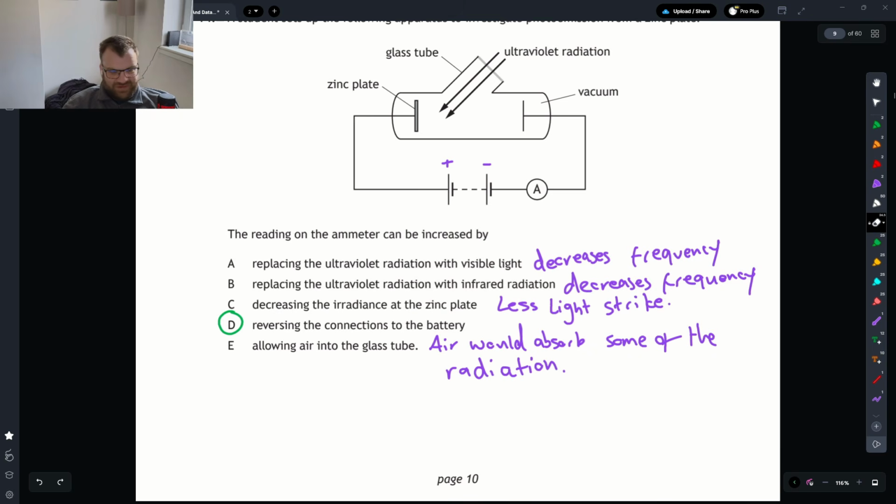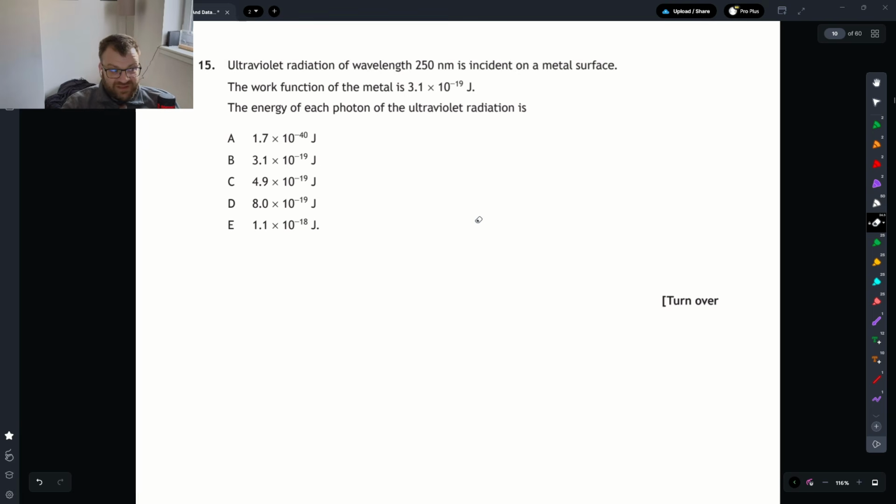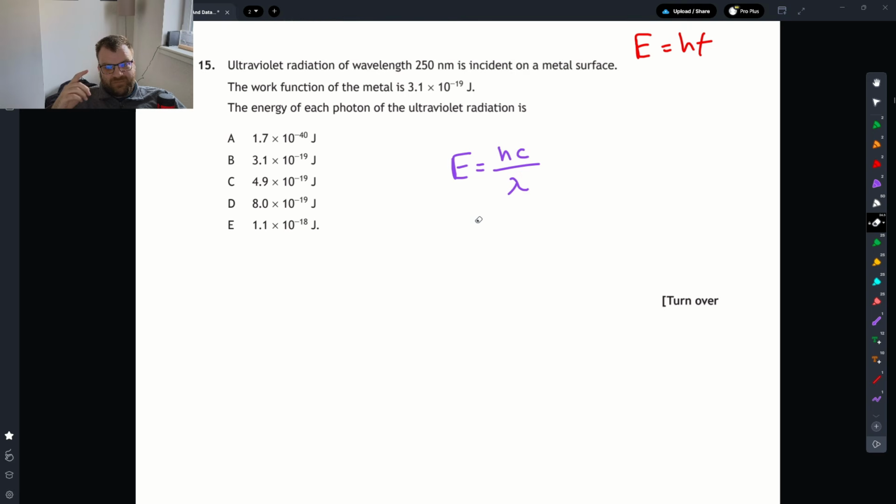Maybe not the most satisfying way of getting it, but number 15 takes me back again to chemistry. We have got a wavelength and we've got an energy. I don't think we care about that energy. We're asked about the energy of each photon. This time I'm going to use E equals hc over lambda. That is a combination of two relationships: E equals hf and f equals c over lambda. So if we sub in c over lambda for f, we get E equals hc over lambda.